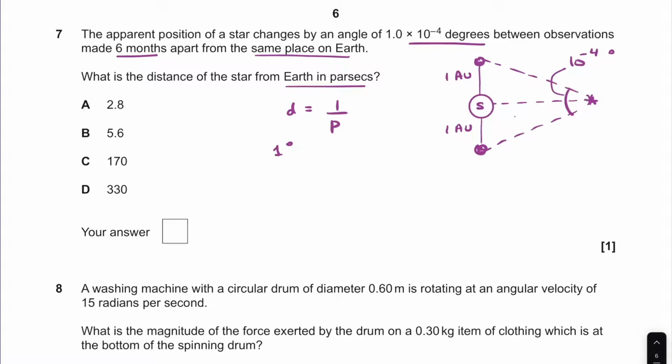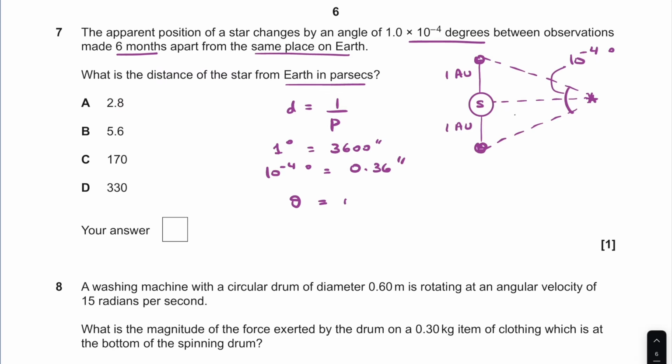1 degree is 3,600 arc seconds. 10 to the minus 4 degrees is 0.36 arc seconds. As theta is 0.18 arc seconds because it is halved, d is 1 over 0.18, which gives me B as the answer.